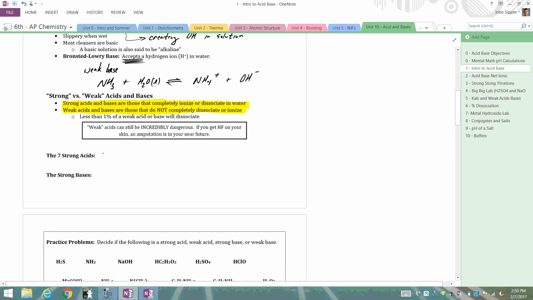All right, just as a reminder, the seven strong acids. Hopefully you can remember them as HCl, HBr, HI. Then we've got nitric acid, HNO3, and perchloric and chloric acids, HClO4 and HClO3. And then our last one, which is also a diprotic one, is sulfuric acid. It's diprotic because it can put multiple H's into solution. And remember, the strong bases are all the group 1 hydroxides.